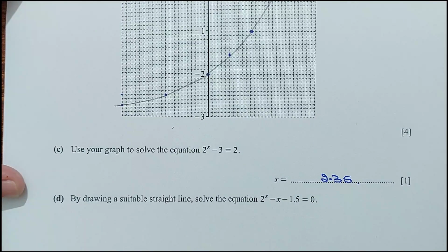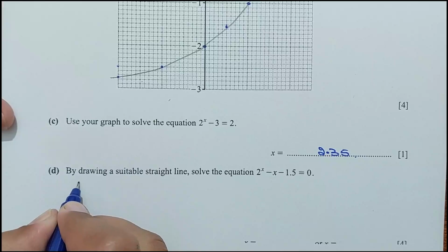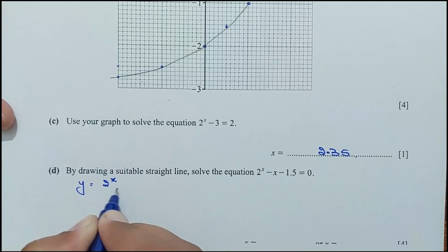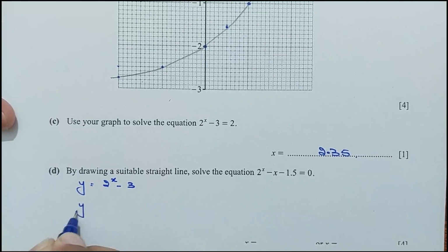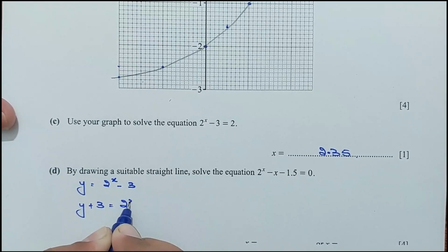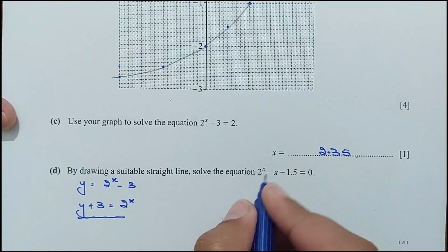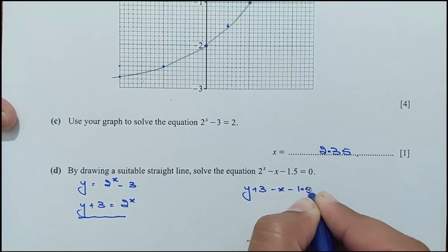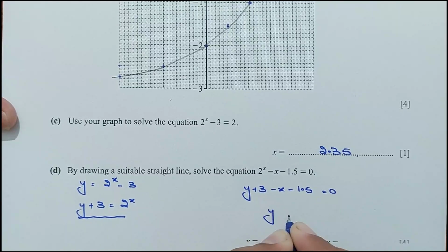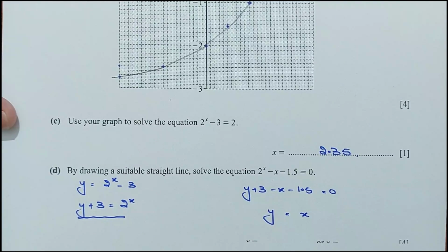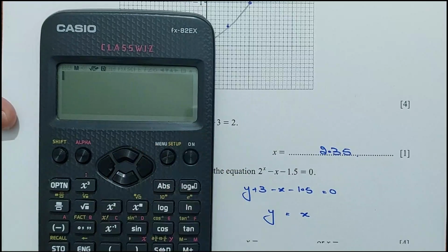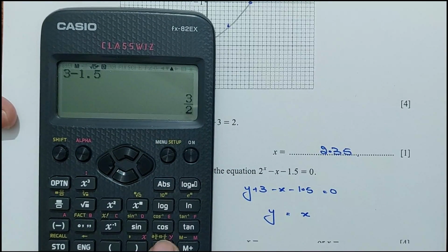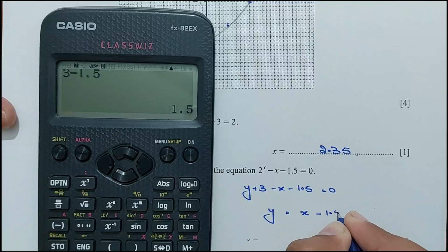Right. Part D, by drawing a suitable straight line, solve the equation. So we are given that y equals 2 exponent x minus 3. So y plus 3 is equal to 2 exponent x. Let me substitute this value over here. 2 exponent x is y plus 3, minus x minus 1.5 equals 0. So y is equal to x. What is 3 minus 1.5? 3 minus 1.5 is 1.5. So moving here, it's minus 1.5.